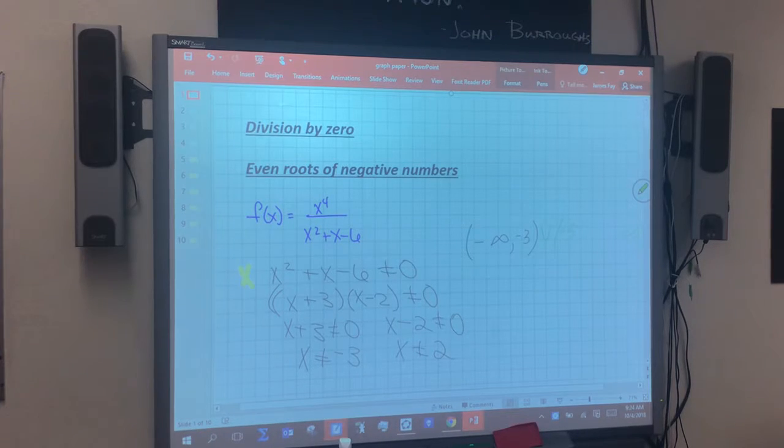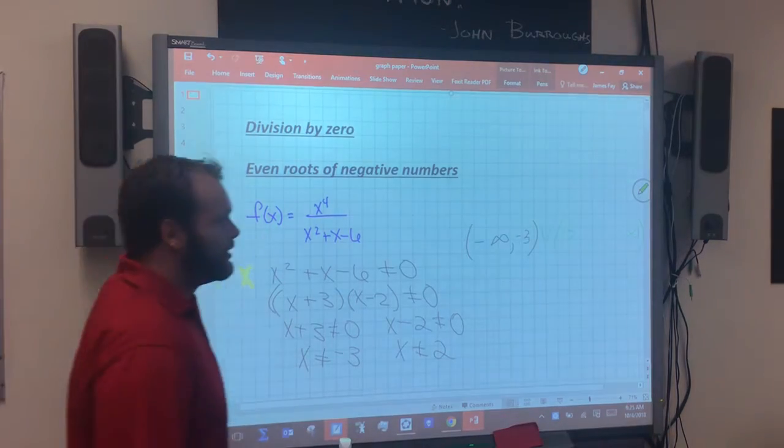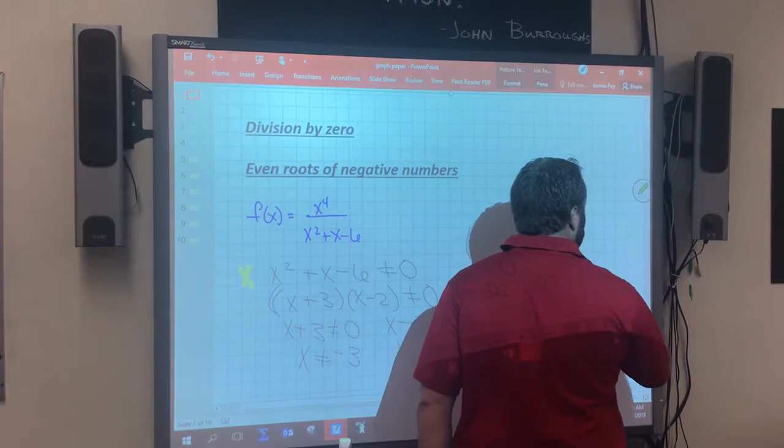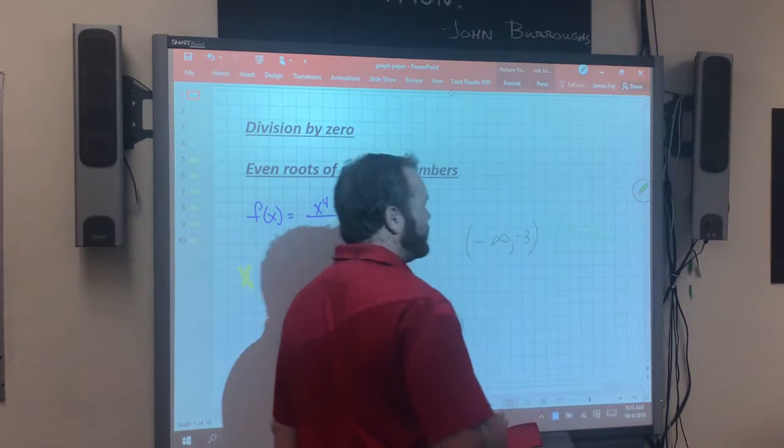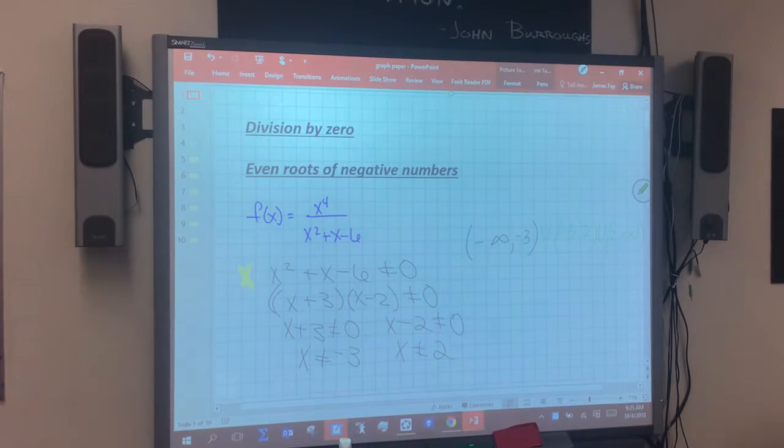But what other number up there says we need to remove it? 2. So then I put, okay, next one's 2, union, and then 2 to infinity like that. And that is going to effectively kick that 2 out, right?